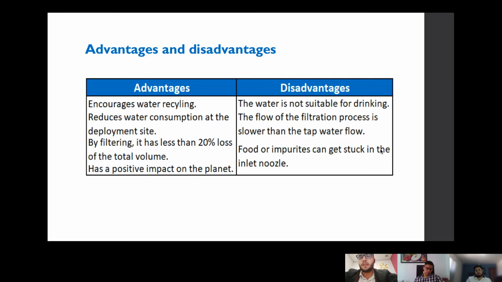As a positive impact on the planet. And the disadvantages, we highlight the water is not suitable for drinking. The filtration process is slower than the water flow, and the impurities can get stuck in the inlet nozzle.